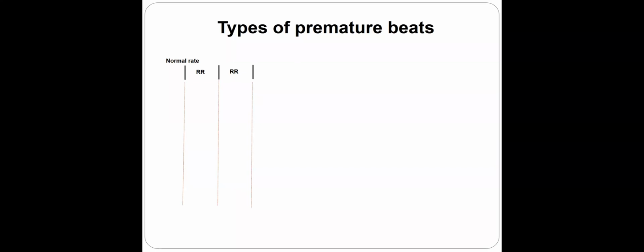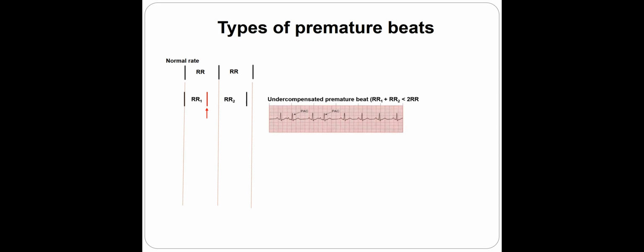Now let's see the types of the premature beats. This is repeating what you learned from physiology. We do have an early coming beat followed by the compensatory pause. However, as you see here, this compensatory pause is not normalizing the average rate, so the average rate will be faster, and that's called an uncompensated premature beat.